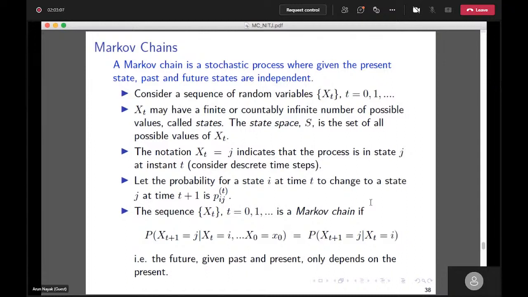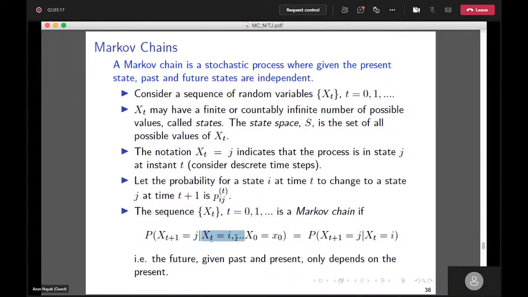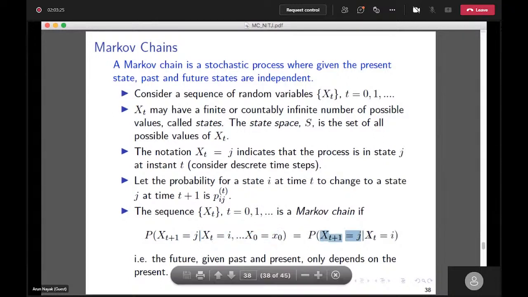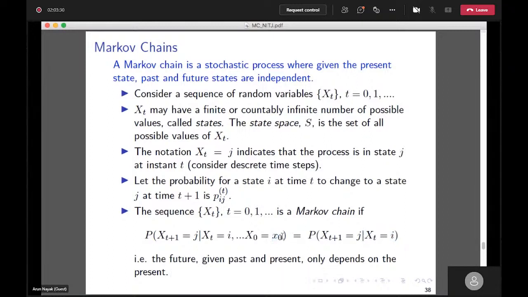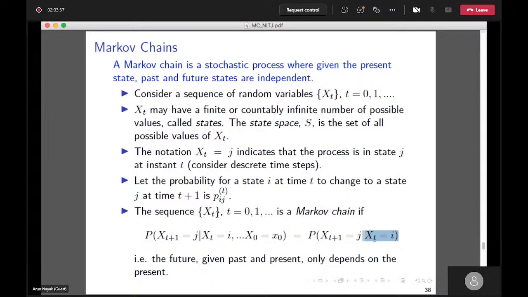will be called a Markov chain if the probability of finding X(t+1), that means the next state, becoming state j given all the previous states, is equal to the probability of getting the next state given only the present state. That means it doesn't depend on all of its history. It doesn't depend on the previous ones. It depends only on the present one. Such sequences are called Markov chains.